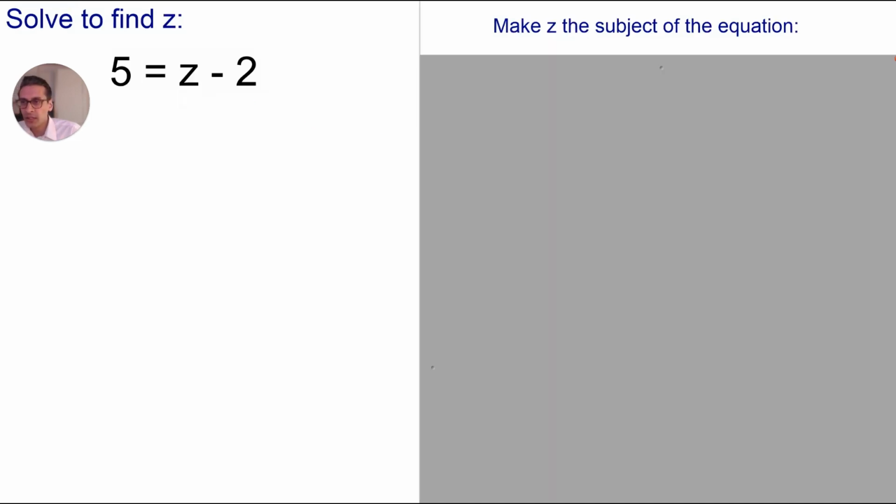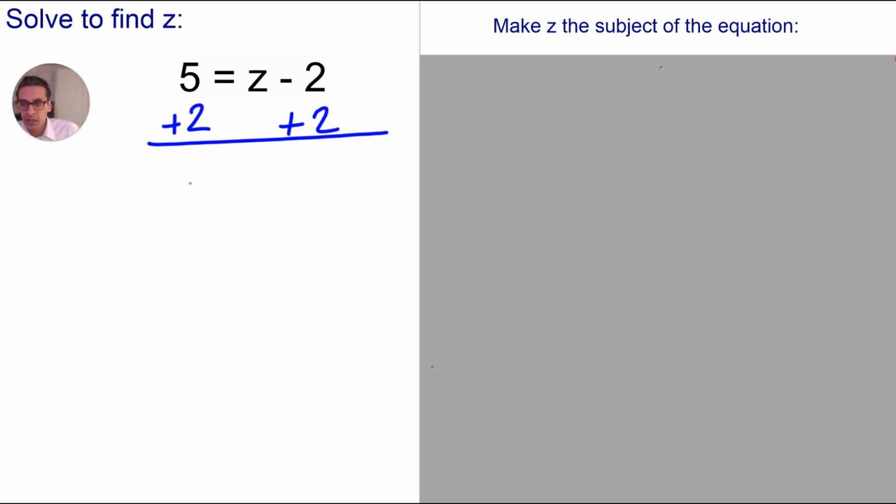Let's try another example here. 5 is equal to z minus 2. So it says solve to find z. So we're going to add 2 to both sides. So this becomes 7 equals z. Now that's a 0 pair, so we don't need to write that.